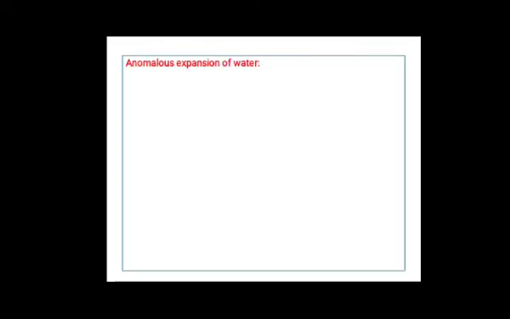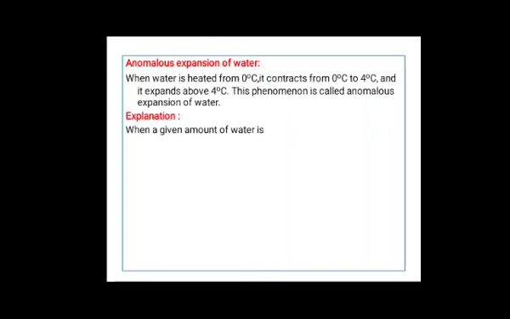Very interesting one, that is anomalous expansion of water. Anomalous means a little bit irregular behavior. What we are expecting, that we won't get. That is anomalous expansion of water. Usually when water is heated from say 0 degree, what is expected? It should expand. But we observe it contracts from 0 degree to 4 degree. Means in that range of temperature, 0 degree to 4 degree centigrade, water will not expand. Instead of that it contracts. But again above 4 degree centigrade it expands. So this phenomenon is called anomalous expansion of water.